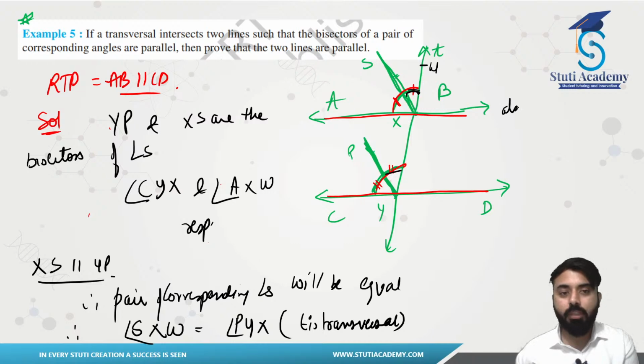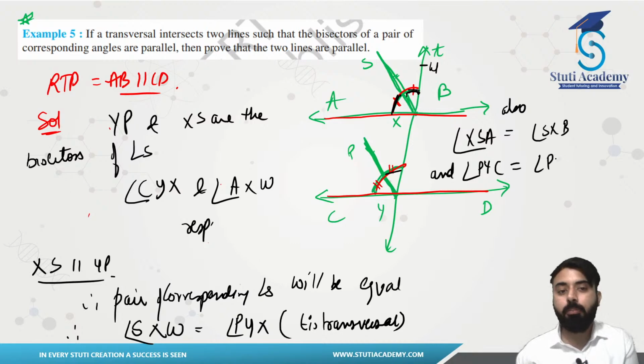Also, if I do it here, I know XS, and I have been given that they are the bisectors. So I know angle SXA, let me just write it here, will be the same as angle SXB, right? This SXA, which is this one, and SXB, which is this one, they are equal, and angle PYC is the same as angle PYX. These two are equal too, and I know angle SXW is equal to angle PYX.